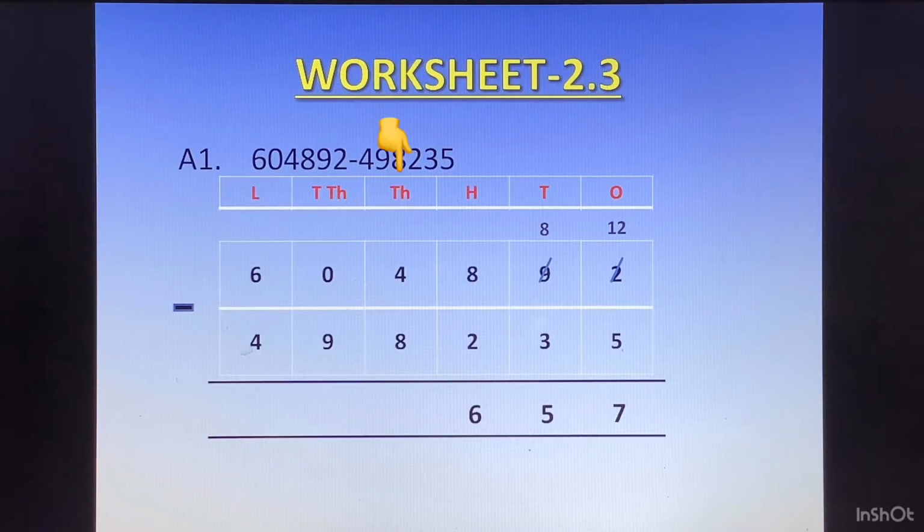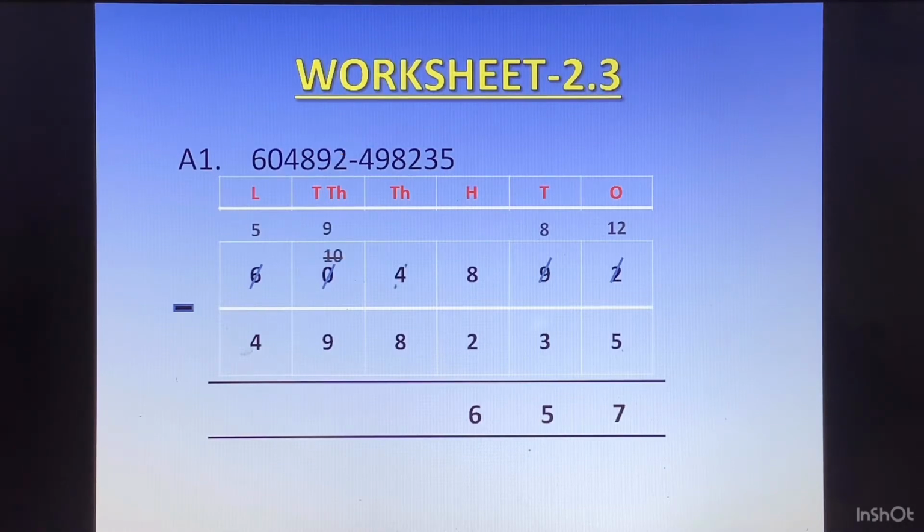Then in the thousands column we have 4 minus 8. For this also we'll have to borrow from the neighbor. But what do we have in the neighbor? We have 0. Then 0 will first borrow from its neighbor, which is 6. So we'll cut 6, write 5 on top. Then we'll cut 0 and write 10. And this 10 also we will cut and make it 9 and give 1 to 4.